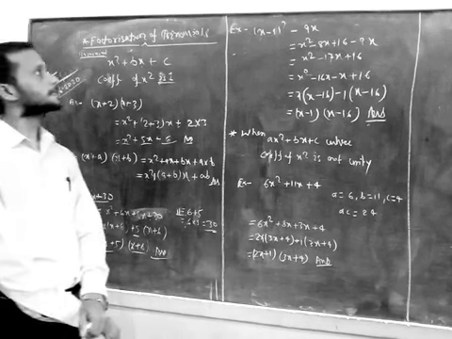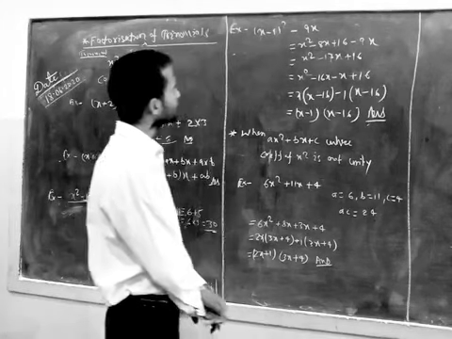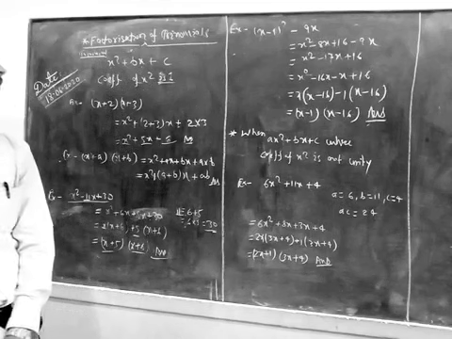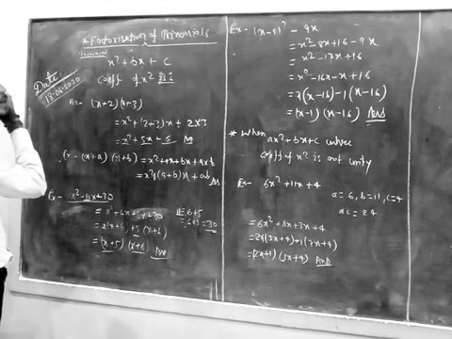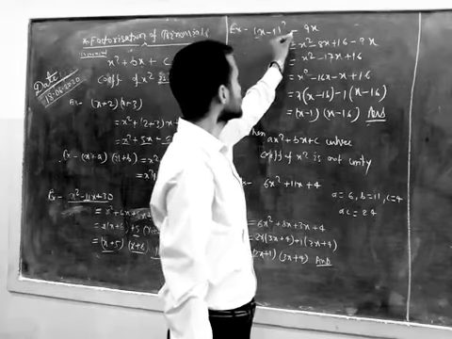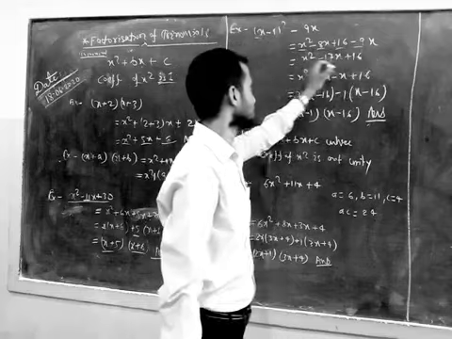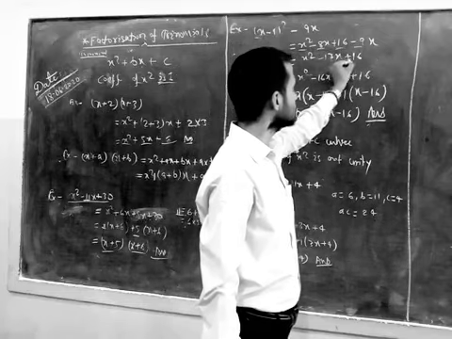And again, second, (x minus 4) to the power square minus 9x square. That means a square minus b square, a square minus 2ab plus b square minus 9x. Another example: x square minus 17x plus 16.